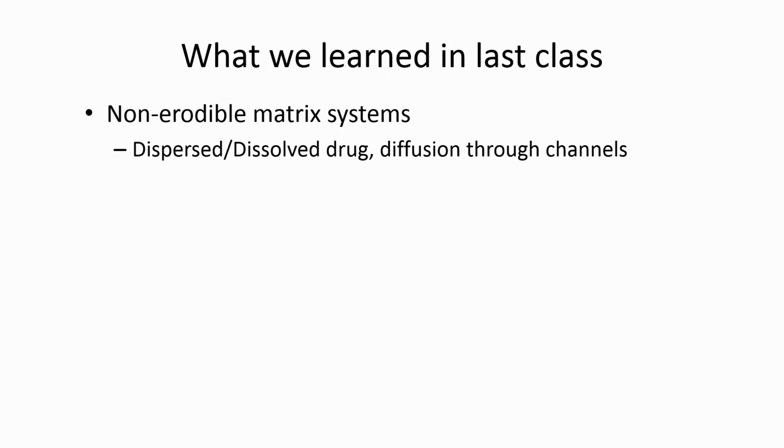And in this we discussed there are 4 cases, and in the last class we discussed the last 2 cases. Essentially, in non-erodible systems you can have systems where the drug is either dissolved or dispersed, and then the other scenario is where the drug diffuses out throughout the matrix or diffuses through the channels. We discussed the first 2 first, where the drug is either dispersed or dissolved, but is coming out through the entire system.